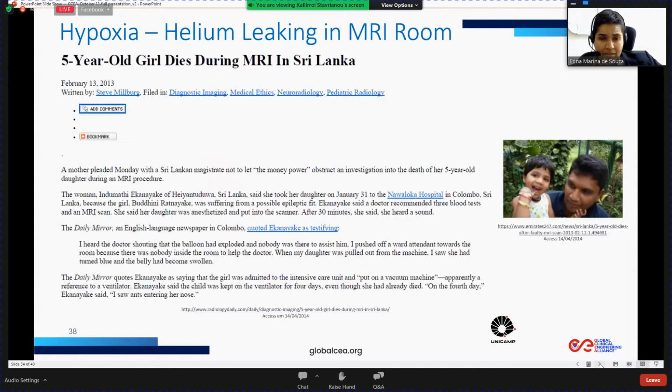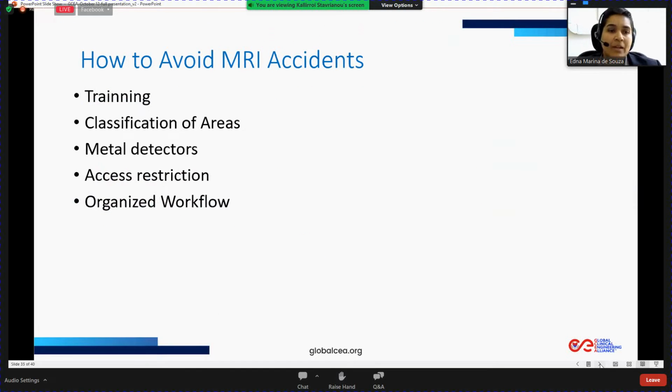Finally, an example of death by hypoxia, because of helium leaking inside the MRI exam room. Helium is the compound applied in the magnet refrigeration. In this case, the patient was not taken out of the room in time after a helium pressurization valve rupture. Unfortunately, she died. Next, please. So, what can we do to avoid this kind of accident?